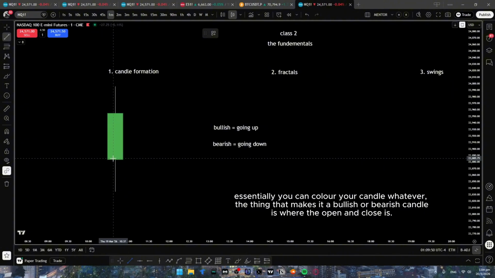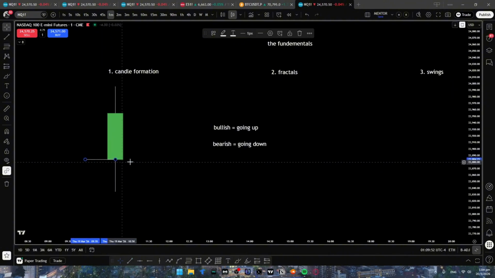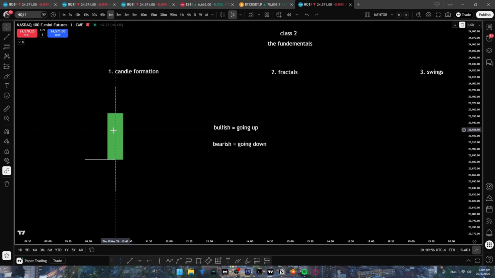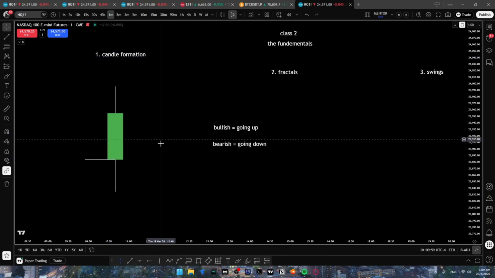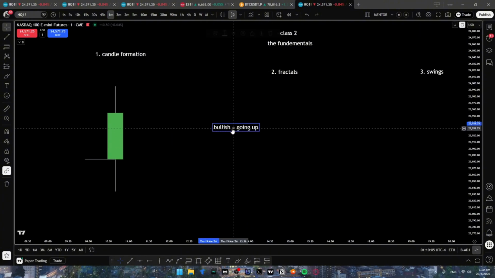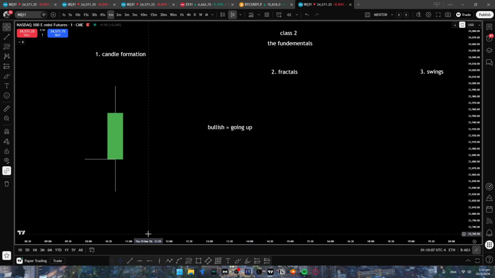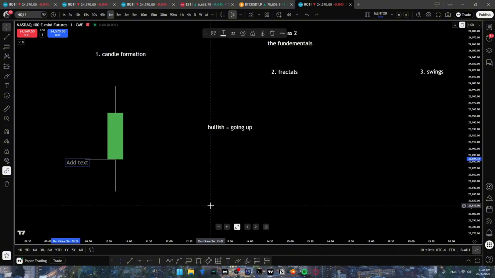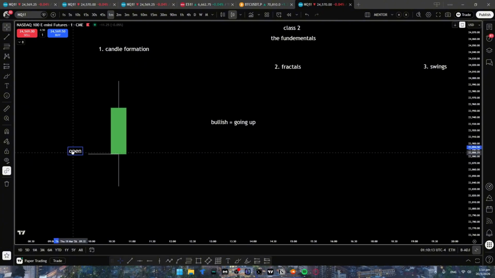What is open, low, high, close? So how a candle works is the start of the candle. Let's say this is a bullish one, okay? This is a bullish candle. Right here, it's going up. It opens here. This is what we call the open, because price opens here, right?